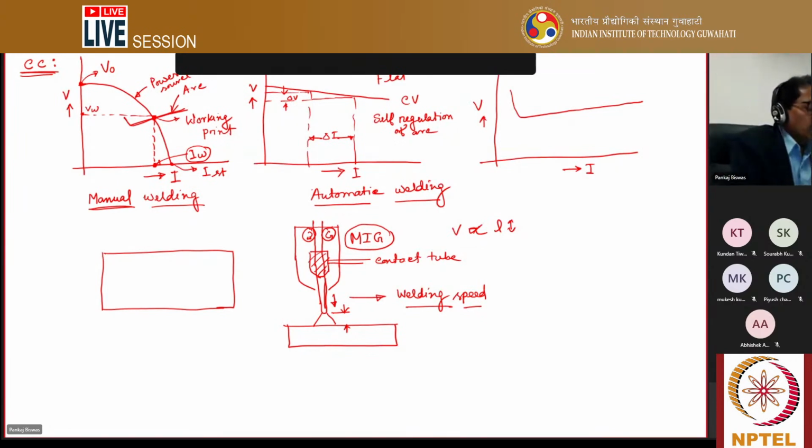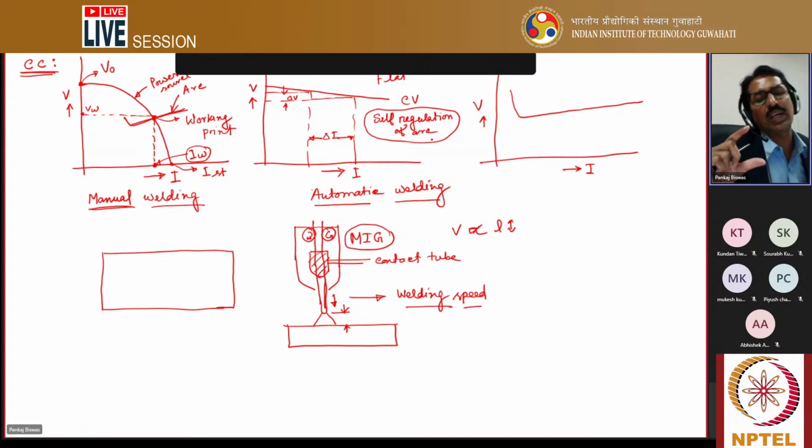For that reason, there is a very interesting characteristic of flat types of power source characteristic, that is called self-regulation of arc. That means here the arc length always tries to remain constant. Why? Because if there is a marginal fluctuation, that marginal fluctuation automatically either increases the current drastically or decreases the current drastically. Then your arc length regains its original length. Understand?